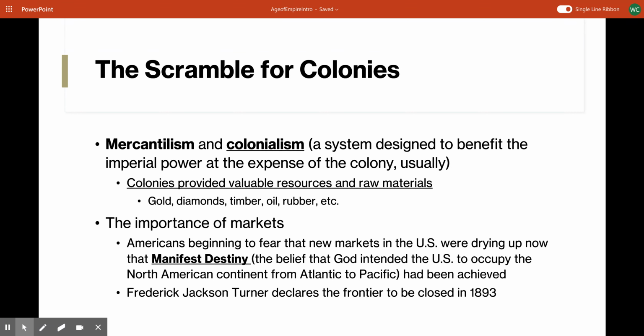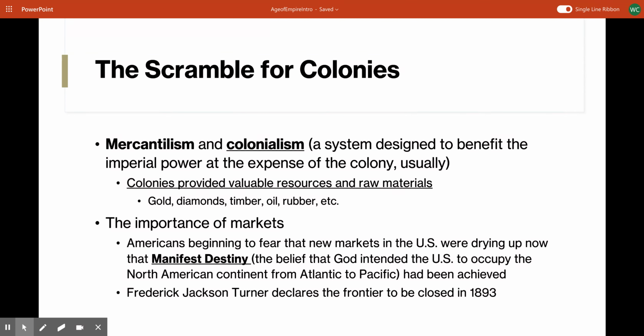And colonialism was a similar system, and it was designed to benefit the imperial power, usually at the expense of the colony. So colonies were territories that were conquered by an imperial power, and colonies provided sources of valuable raw materials like diamonds, gold, timber, oil, rubber, and many, many others. And the colonies provided those materials for the imperial power.